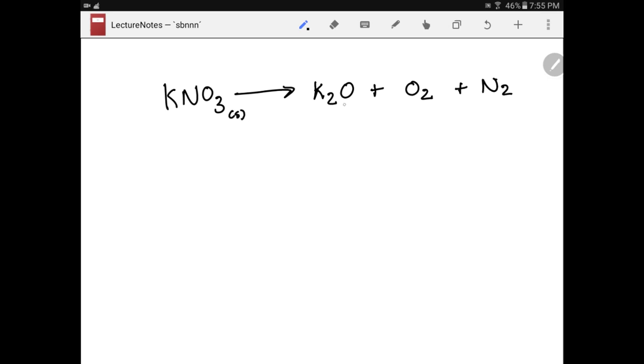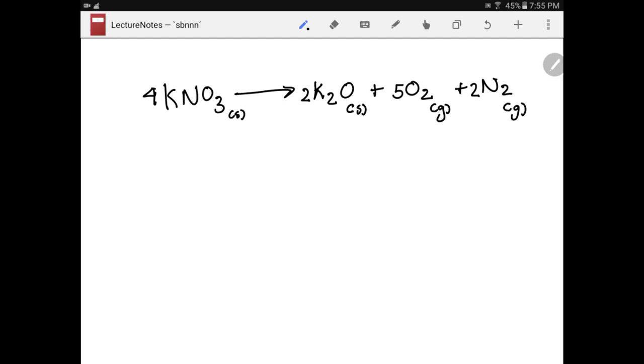Every time you approach a problem like this, you must make sure that the reaction equation that's given to you is balanced. In this case, we are given a balanced equation, so we don't have to worry about that. So that would be 4 potassium nitrate, 2 potassium oxide, 5 oxygen, and 2 nitrogens.